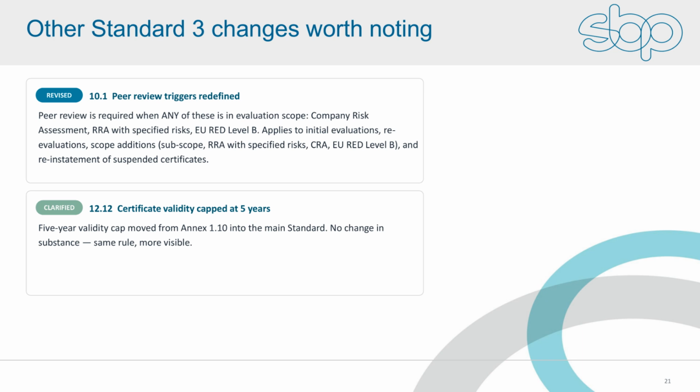The 5-year certificate validity cap has moved from Annex 1.10 into the main standard. No change in substance, same rule, just more visible. That covers Standard 3.